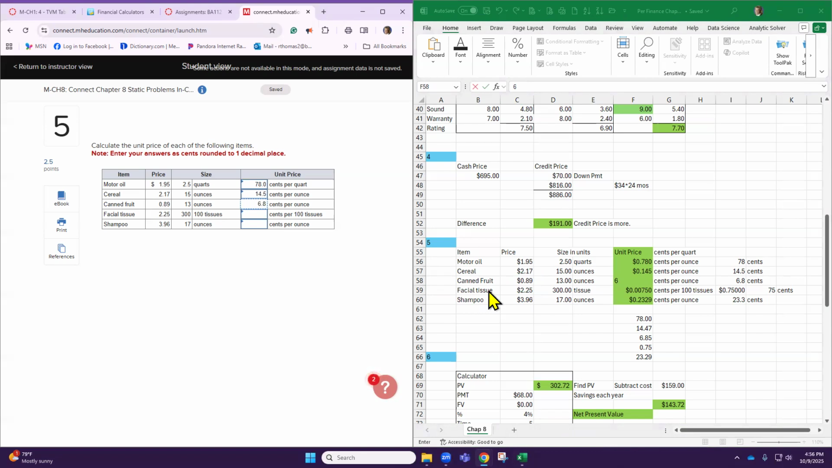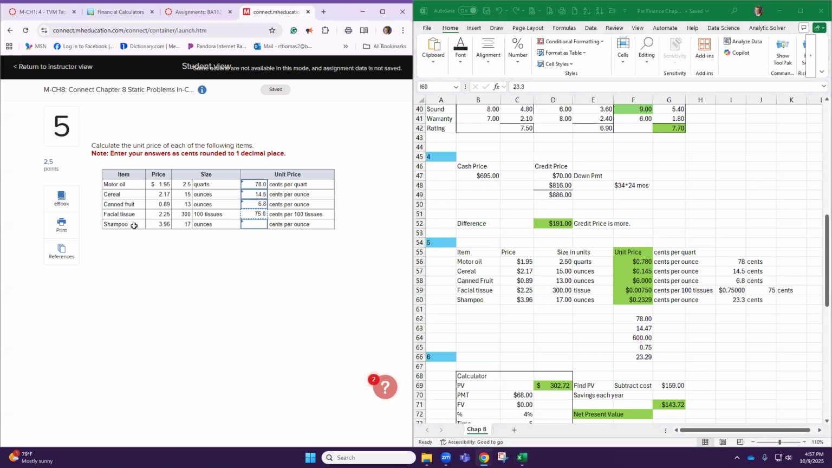Now this next one is tissues, right? So this box has 300 tissues in it. So we're going to take 225 and divide by 300. Okay, so this is going to get us a very low number. In fact, it's not even a penny. Okay, it's not even a penny a piece. It's 3/4 of a penny. Now we're going to take that times 100 tissues, which then goes into 100 tissues being 75 cents. And it's 75.0 is what they want.